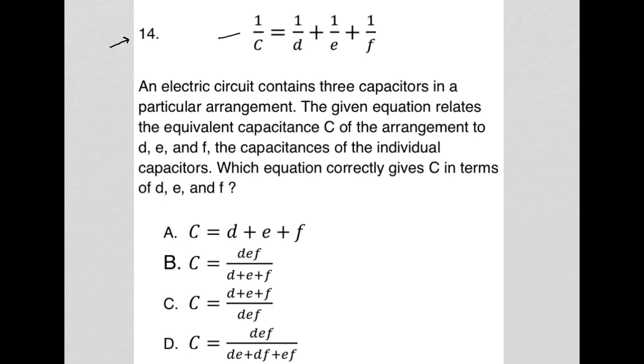So our question starts off by telling us we have 1 over C equals all of this. The question goes on to say an electric circuit contains 3 capacitors in a particular arrangement. The given equation relates the equivalent capacitance C of the arrangement to D, E, and F, the capacitance of the individual capacitors. Which equation correctly gives C in terms of D, E, and F?